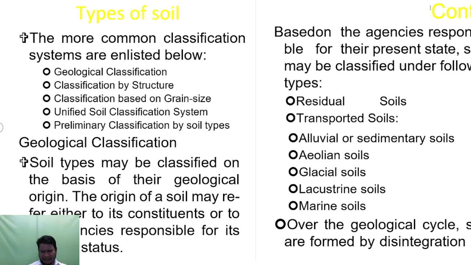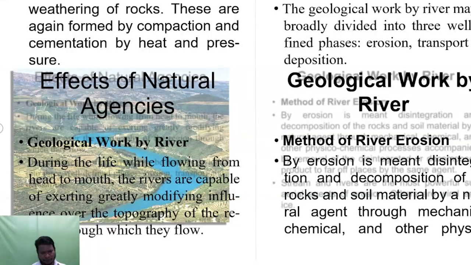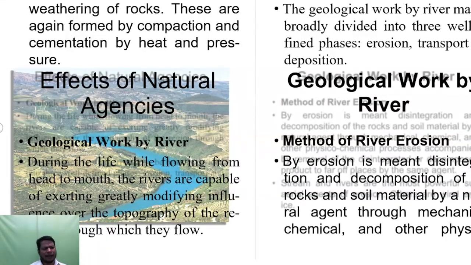Over the geological cycle, soils are formed by disintegration and weathering of the rocks. These are again formed into rocks by compaction and cementation by heat and pressure.